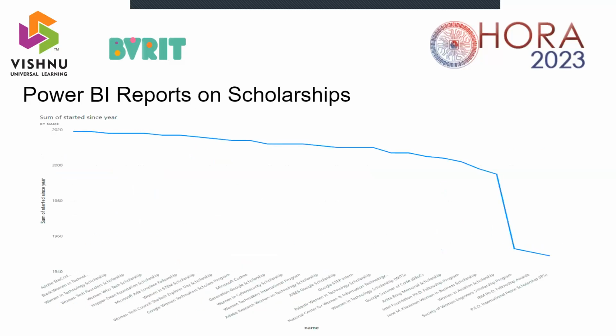Now I am going to show you the plots. This is the report on scholarships. If you could see on the y-axis, the years when the scholarships started are present. On the x-axis, all the scholarships are present. If you could see, majority of them started after the year 2000, and even before 2000, there are some. But around 1950 to 2000, very few scholarships were proposed. But after 2000, there were so many. That means it is a positive sign that the number of scholarships introduced by organizations is increasing.